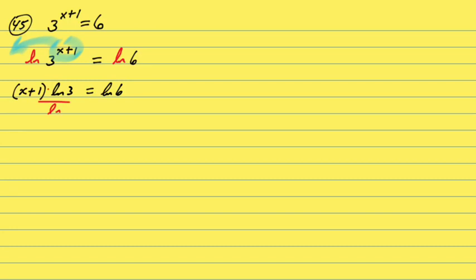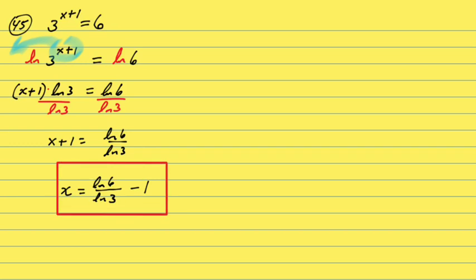What's the opposite of multiplying by ln 3? That'd be to divide by ln of 3. So that gives me this. The only thing left to solve for x is to subtract 1. And so this would be my exact answer. As a decimal approximation, we'll punch it in. So if you punch it in your calculator, you should get about 0.6309.